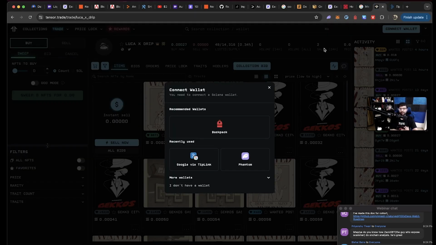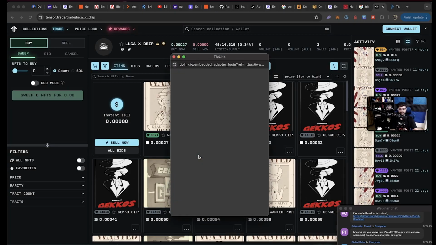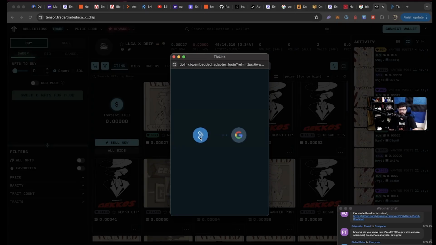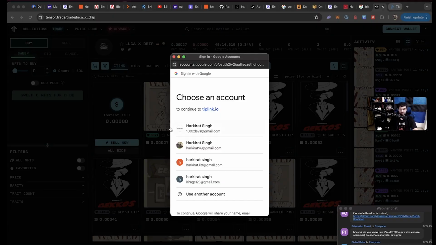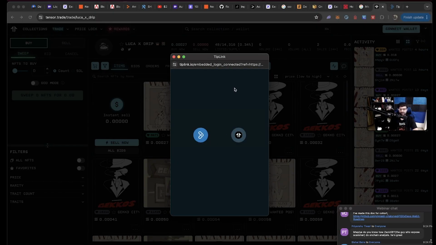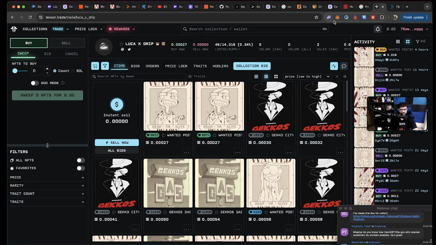I don't even know how this wallet adapter works. Maybe Solana has done something special that lets this happen. But it shows me tip link here. It connects to my tip link account, which is in a different tab or whatever. It's a website. It's not an extension. And then I can just buy.